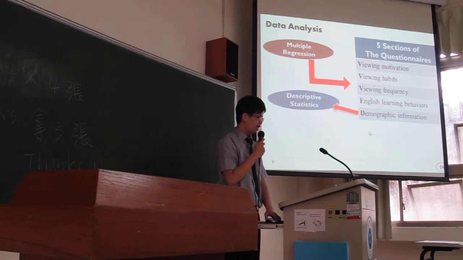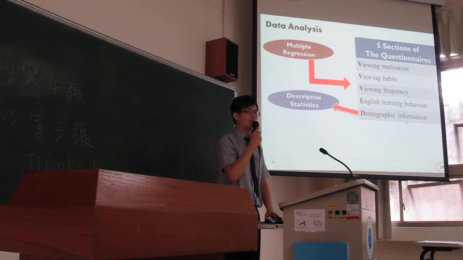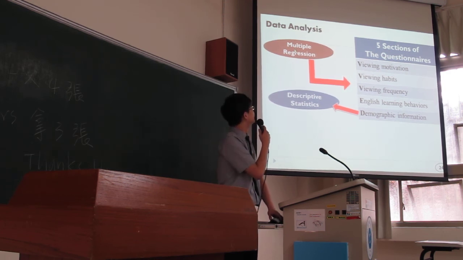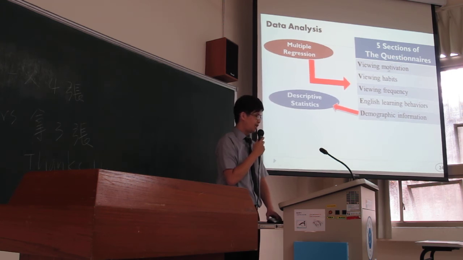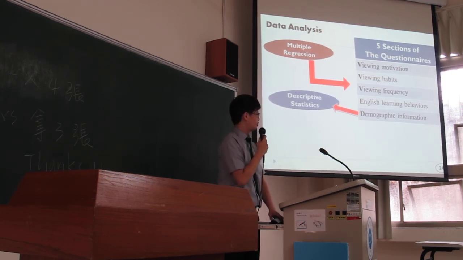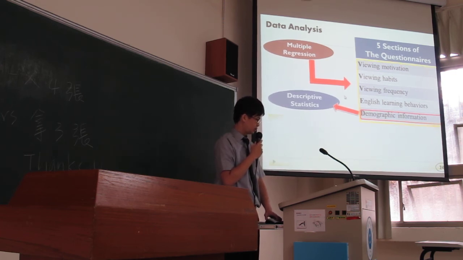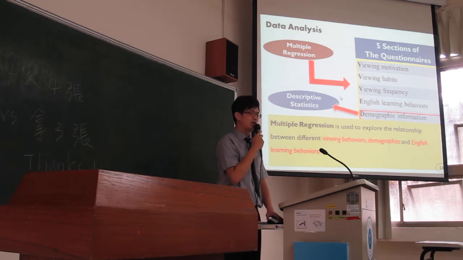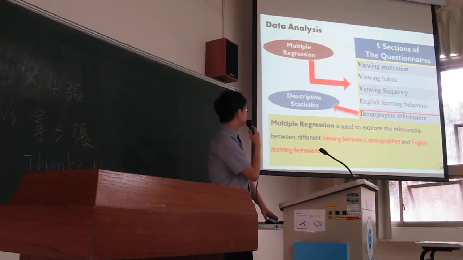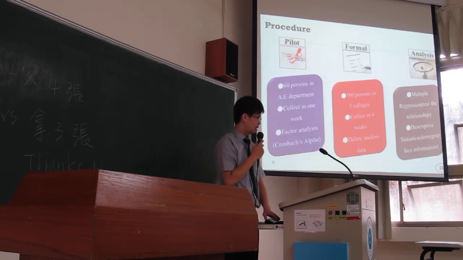For my data analysis, for the demographic information, I will use descriptive statistics, and the 5 sections of the questionnaire will use multiple regression to test the relationship between different variables. Multiple regression is used to explore the relationship between different viewing behaviors, demographics, and English learning behaviors. Procedure.